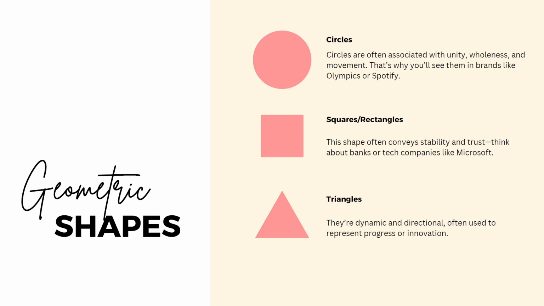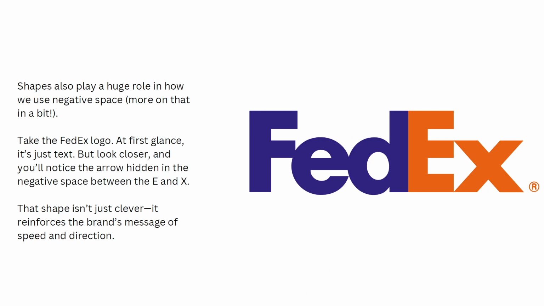So it's going to be the stability and trust style work. And this is our banks, our tech companies like Microsoft. Triangles, they're dynamic, they're directional, and they're often used to represent progress or innovation. If we were to switch gears to the art world just momentarily, a lot of our Renaissance and classic style compositions are triangular based because the human eye really likes the triangular form. So you're going to see that brought into design and design compositions as well.